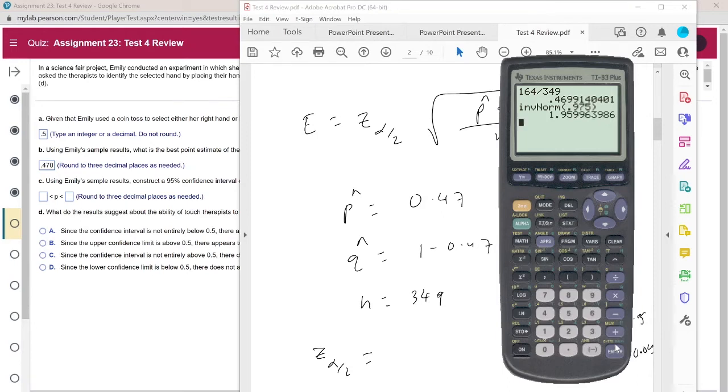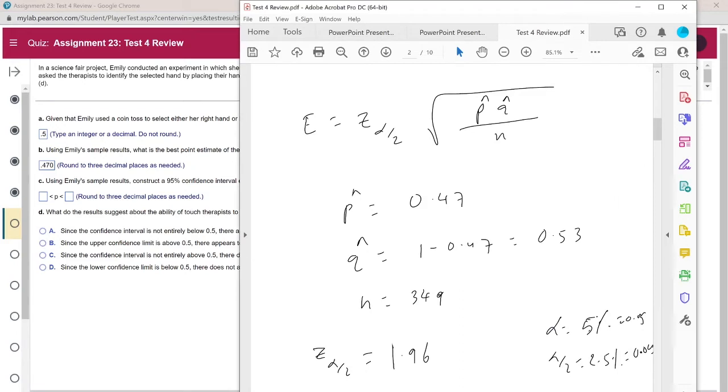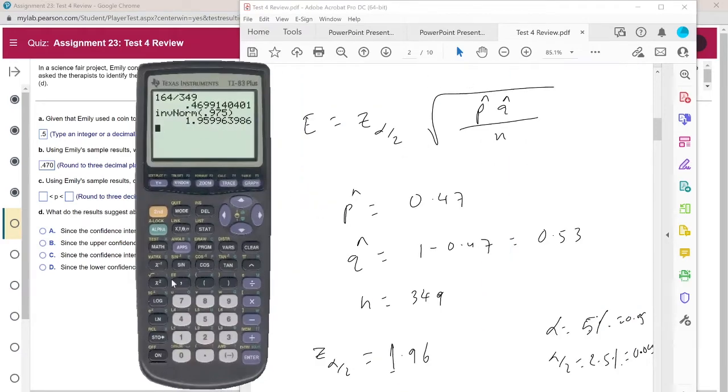If you round it to 3 decimal places, it would be 1.9596, so 1.96. So now using this formula we can calculate this value. So I'm going to do that.